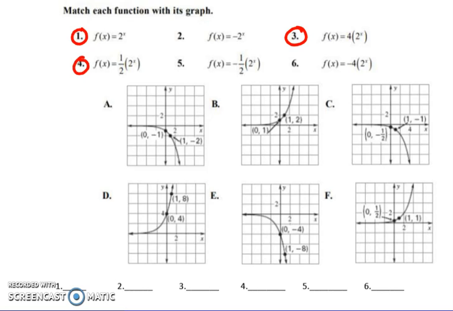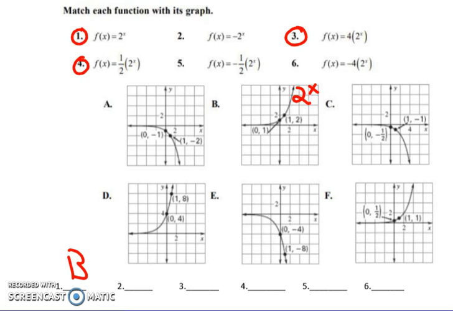2 to the x has to be, where is it? This guy, right? That's 2 to the x. Yeah. Woohoo! 1, 2. Yeah, that's right. 2 to the x. So that is 1 is b. 1 is b. 3. 4 times 2 to the x.